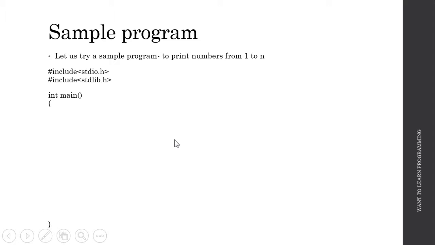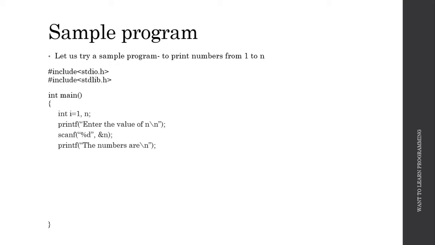Now, first we declare the variables. So we need one variable to store the value of n and another variable to move the value from 1 to n. So we will declare two variables. We will initialize i to 1 because we want to print numbers from 1 to n, and we will also declare n. Next, we will ask the user to enter the value of n, and using the scanf statement we will take it as the input. Now let's print the numbers.